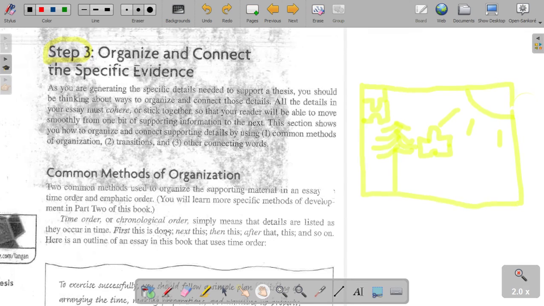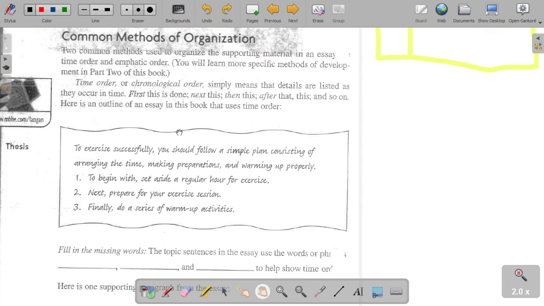So let's talk about common methods of organization. There are two main types. There are more than these, but these are the most common. The first is time order, or chronological, and the second is in importance, basically, or emphatic order.